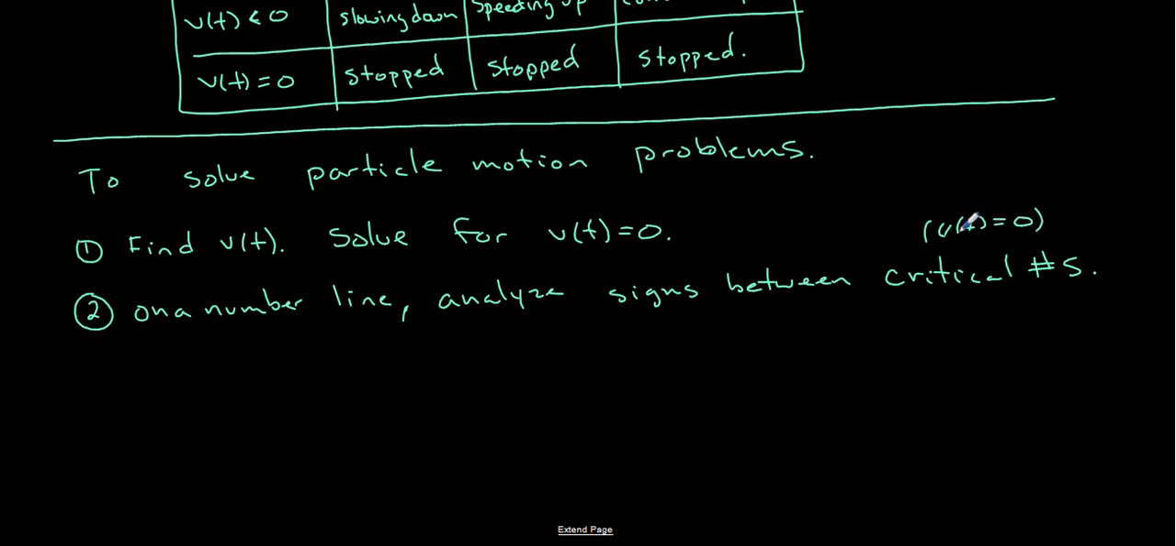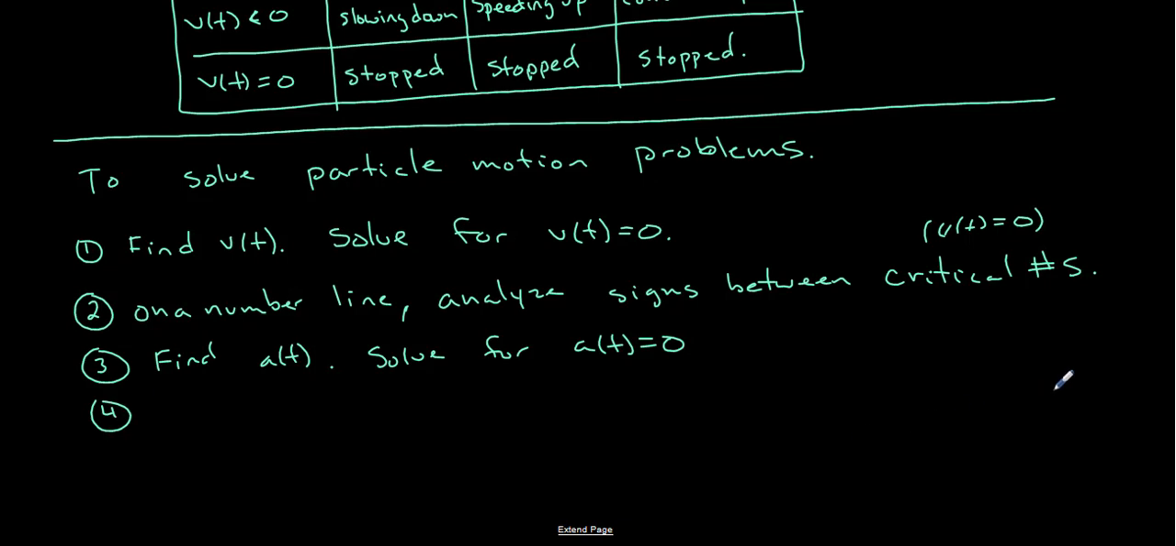Okay. Step 3. Find a of t. And guess what we do? Solve for A of t equals 0. Guess what step 4 is? Make a number line and analyze signs between critical numbers for A of t.